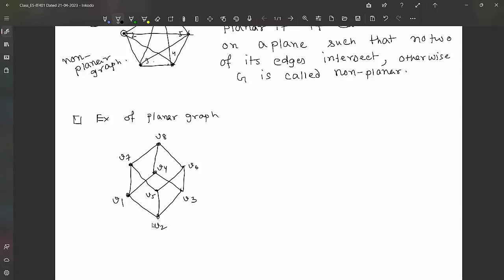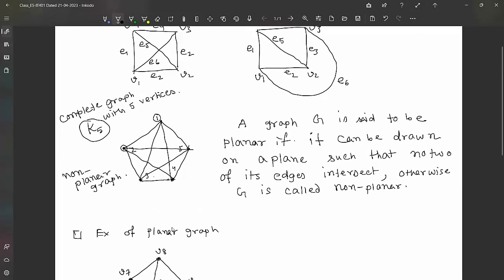By looking at it, it seems that these lines are intersecting, but you can also take it as a 3D figure. If it is a 3D cube, then these lines are not intersecting, but it breaks the planar concept because you have to draw this in a plane. So we have two requirements: the graph can be drawn in a plane, and no two of its edges intersect. These two are the requirements to be a planar graph.